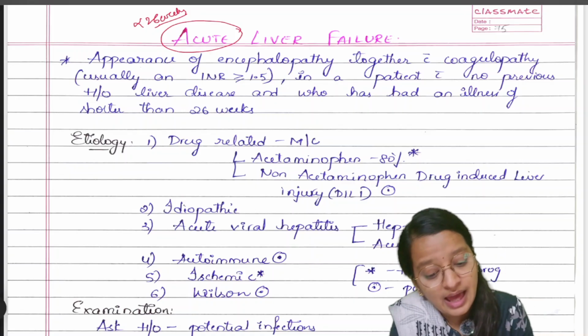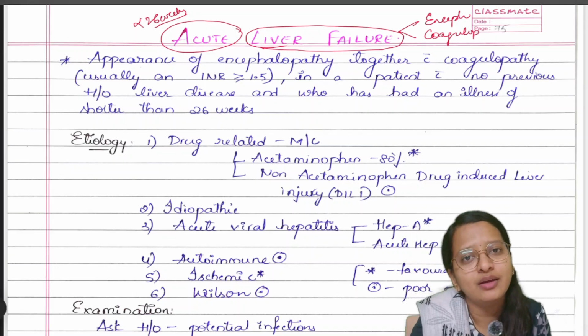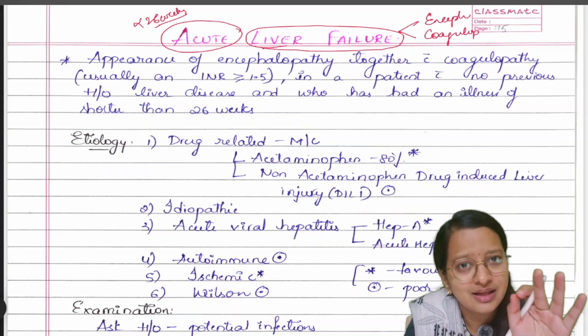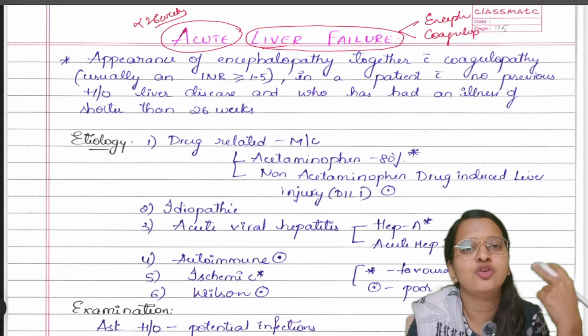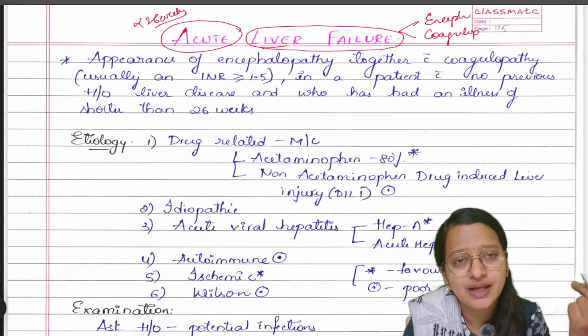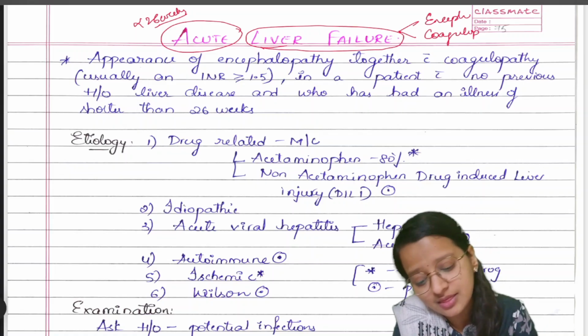The symptoms. Liver failure symptoms mainly, there has to be encephalopathy and coagulopathy. So these three things you have to remember. Acute liver failure. In liver failure, you will be remembering encephalopathy and coagulopathy. Acute, it has to be less than 26 weeks and there is no previous liver disease.